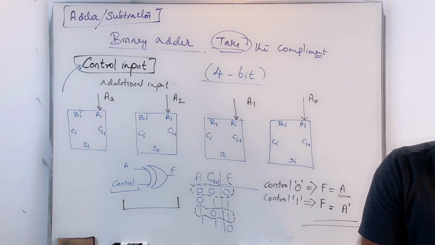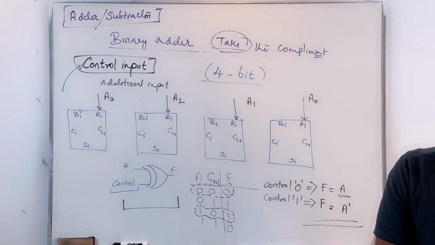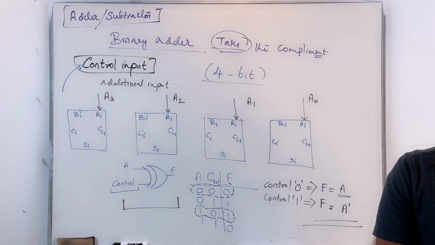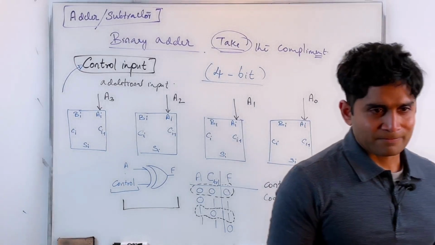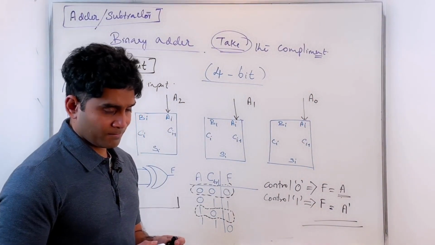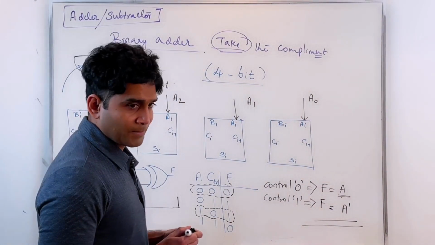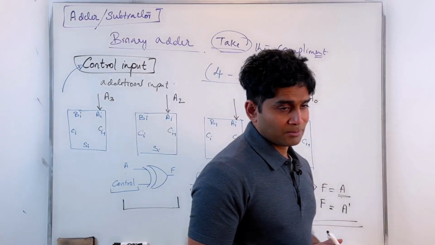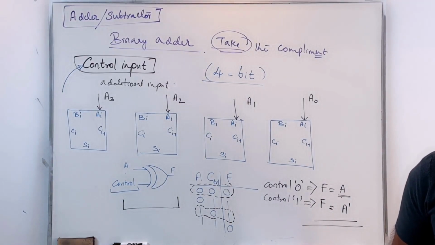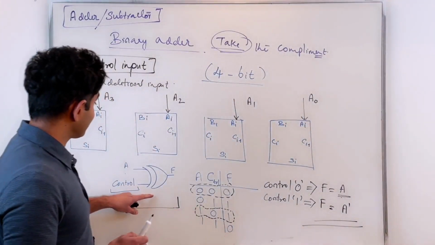How do I introduce my control input, so that based on the control input, I can either invert B or not invert B? That's the clue. So based on the control input, I should be able to invert B or not invert B. Invert? Yeah, how do I do that? How do I do that programmatically? By connecting B to the input. Okay, so the clue lies here.